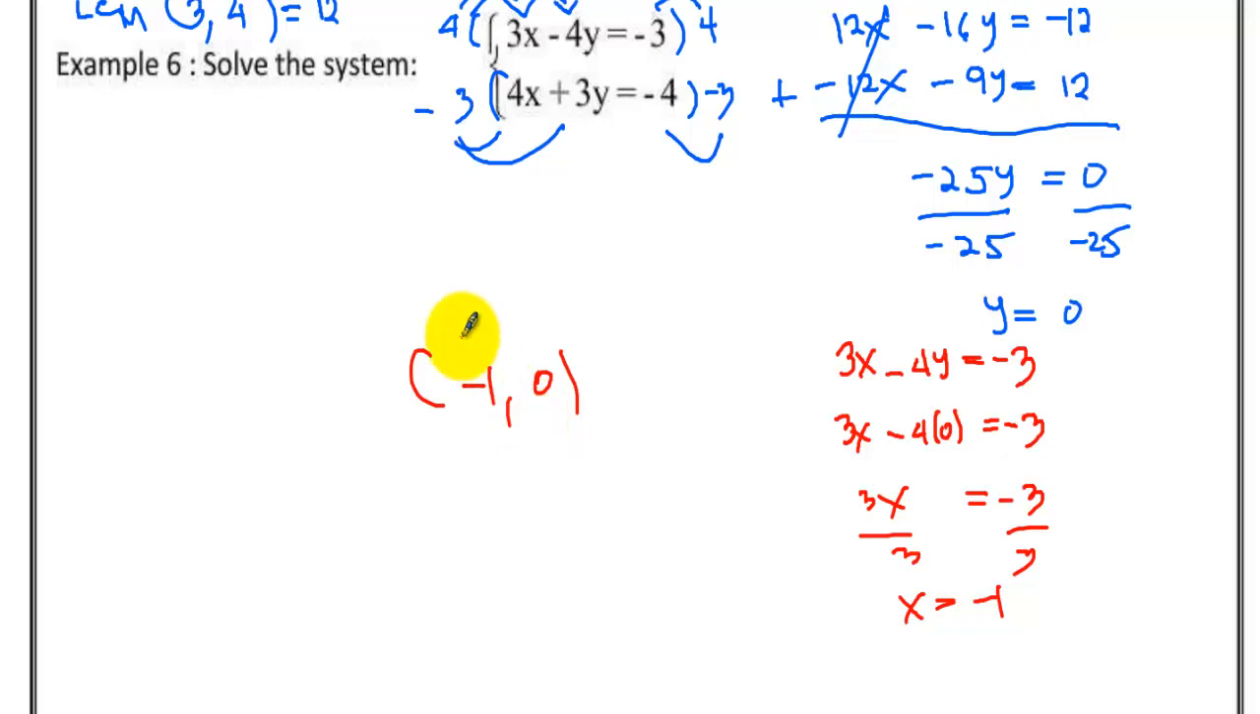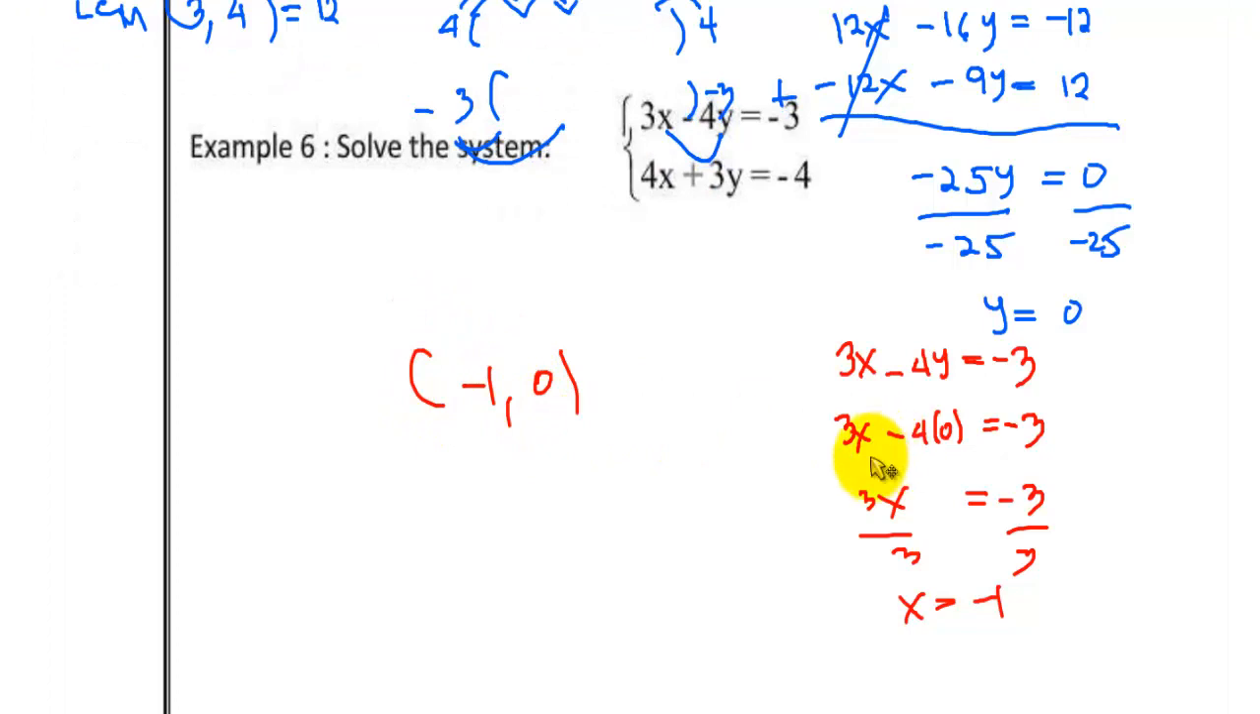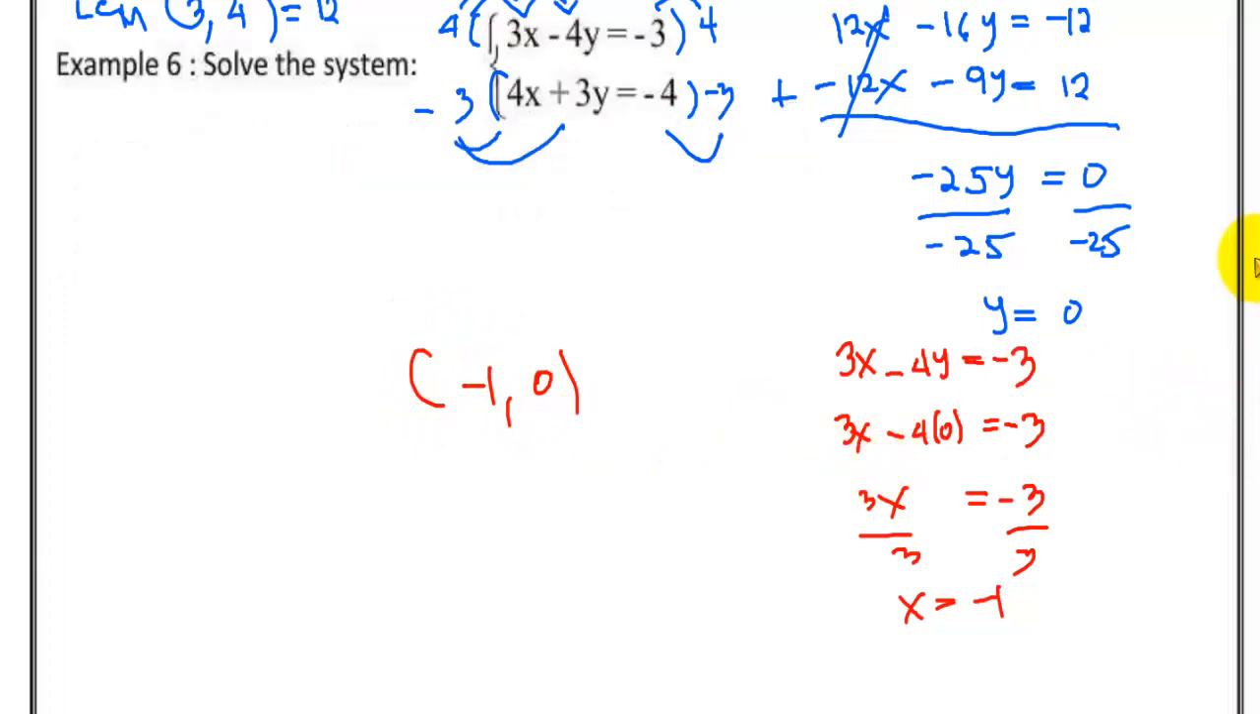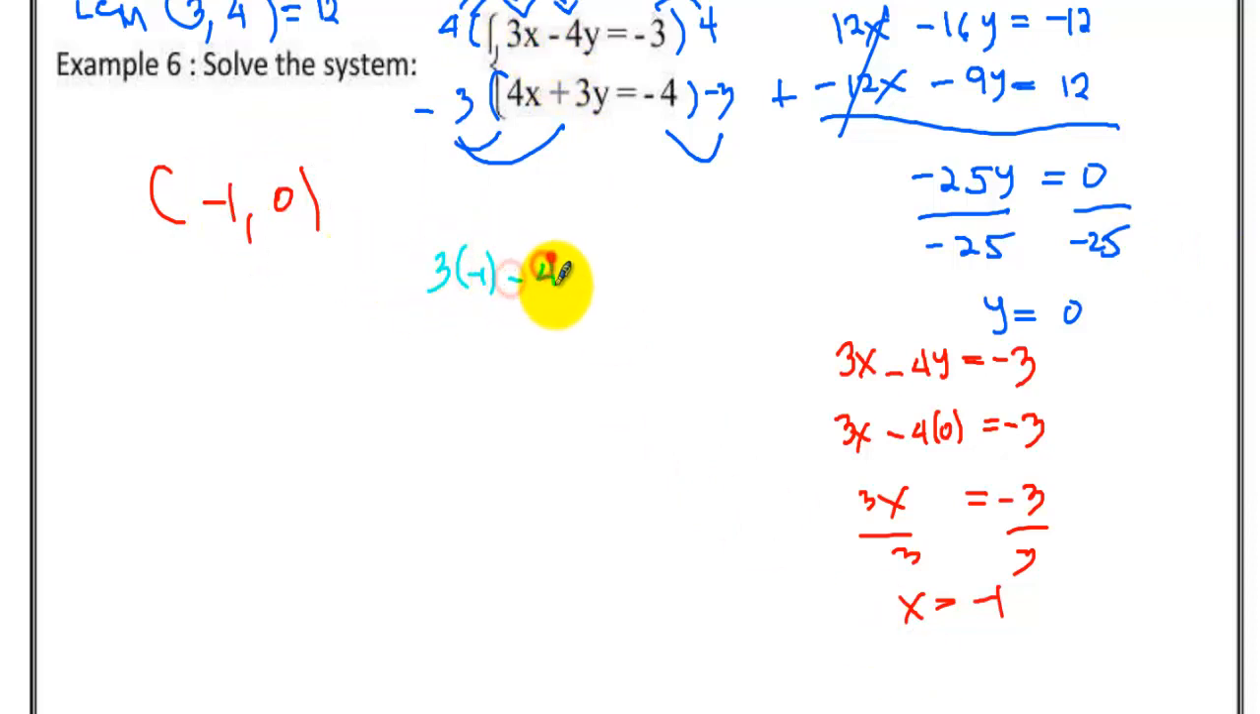Okay, this time let's show how to verify our answer. So I have 3x plus... let's verify. So 3 times x, my x is negative 1, y is 0. Is this equal to negative 3? That's 3 times negative 1 is negative 3. That's just negative 3 equals negative 3. So the first equation is correct.